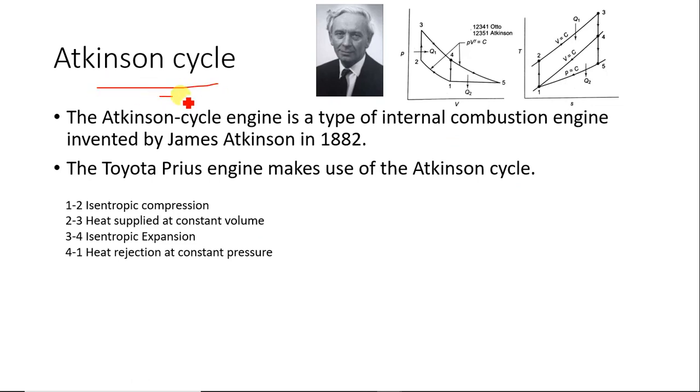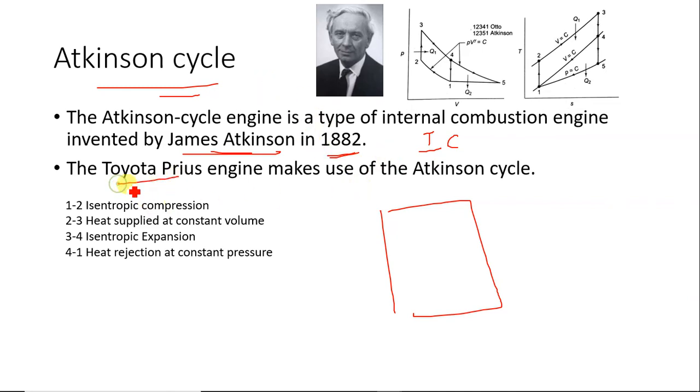Next we will see the Atkinson cycle. This type of engine is an internal combustion engine, also called IC. Internal combustion means the combustion is done inside the cylinder. We have external combustion as well. So the Atkinson cycle engine is a type of internal combustion engine invented by James Atkinson in 1882. This type of Atkinson engine has been used in the Toyota Prius engine, so you can check this on Google.